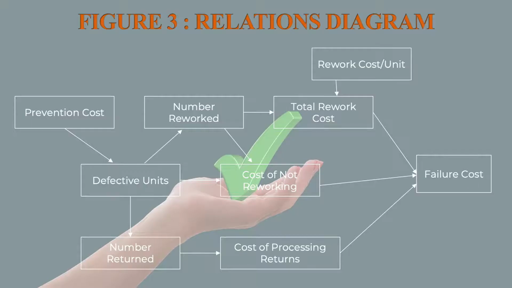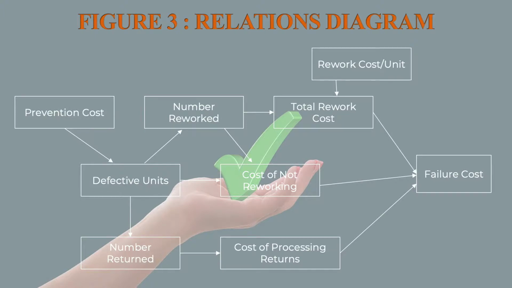In the relationship diagram here, you can see the relationship between failure costs and rework costs: which are the rework costs and what are the activities associated with the failure cost. By this relationship, we can identify them through this interrelationship diagram.